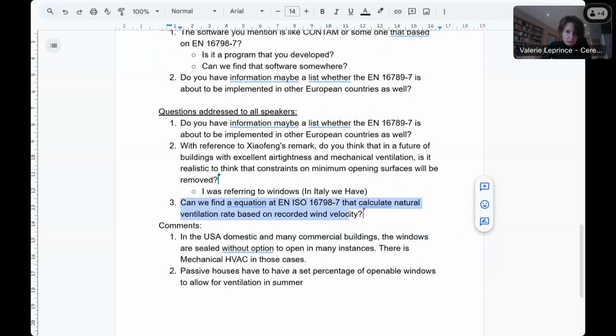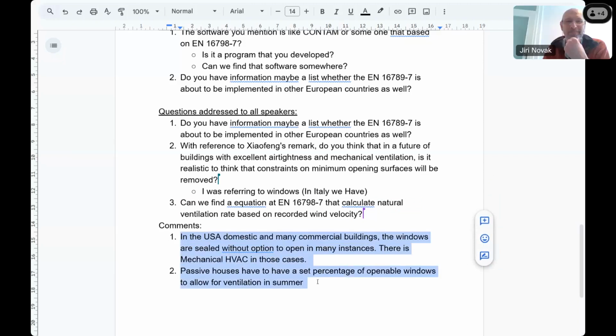Can we find an equation in EN 16798-7 that calculates natural ventilation rate based on recorded wind velocity? Well, yes, in EN 16798-7, according to the opening you have, so natural vents or windows or anything you have, you will get a flow rate according to wind velocity. So yes, you can find it in the standards. I would say it's exactly the objective of the standard. Yeah, that's exactly where it points to. But not only wind velocity, stack effect also. Yes.